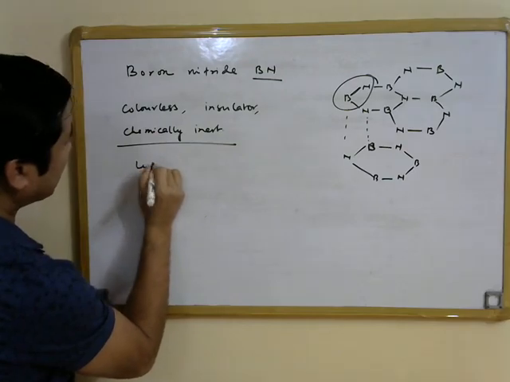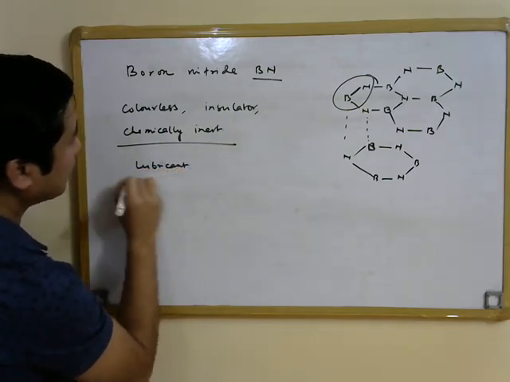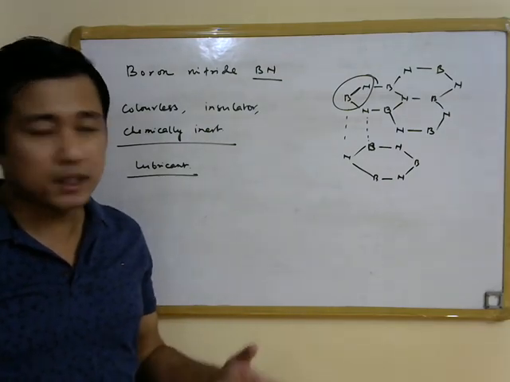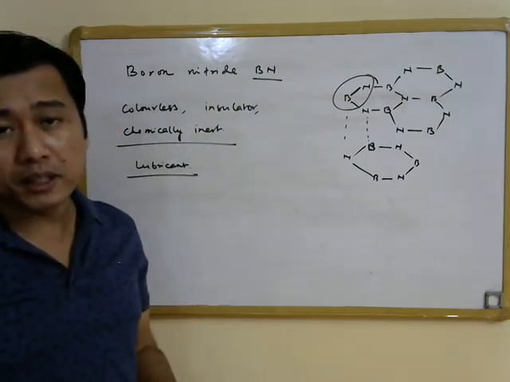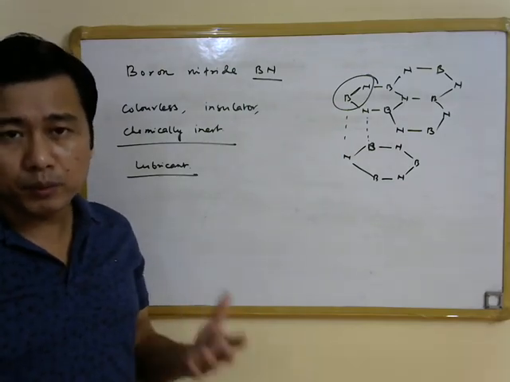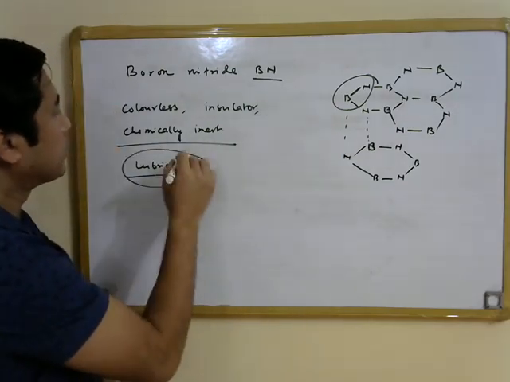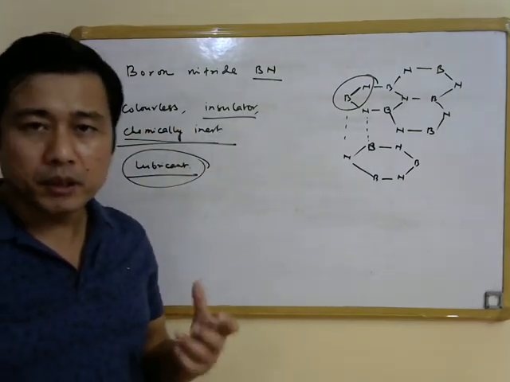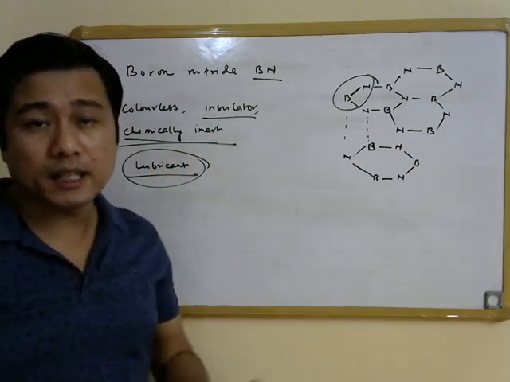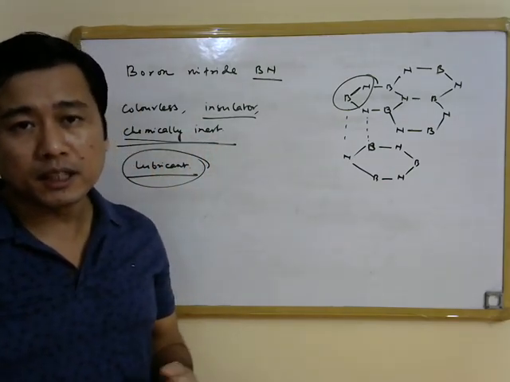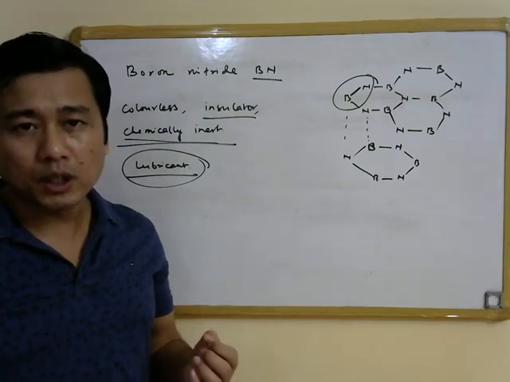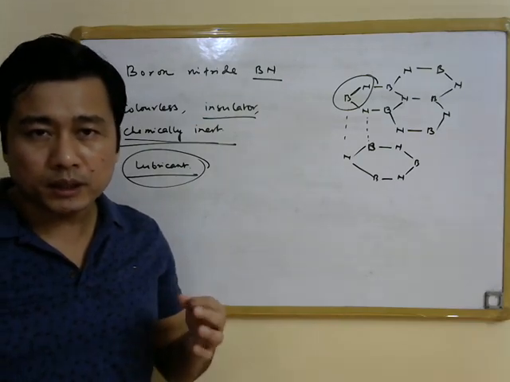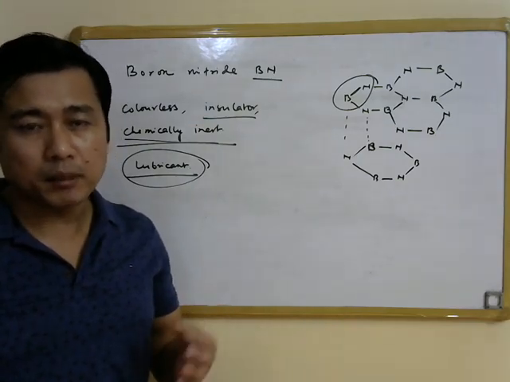It is used as a lubricant because we know graphite, because of the layer structure, is a lubricant, but because it is not chemically inert and not an insulator, it cannot be used in many applications. Boron nitride, being chemically inert as well as an insulator, can be used as a lubricant under harsh conditions and high temperature, or in equipment which is used at high temperature.